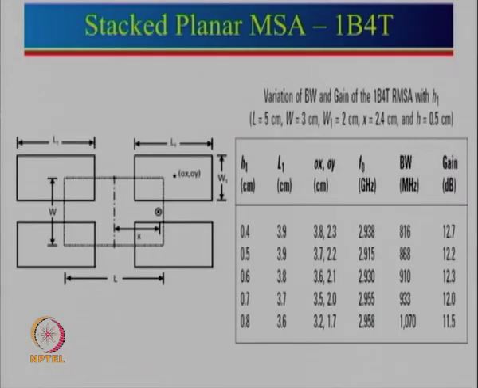Next we will look into the configuration, which is again a stacked planar MSA, but now this configuration is 1B4T. That means there is one patch at the bottom and there are 4 patches on the top. As in the previous case, we took L equal to 5 centimeter, W equal to 3 centimeter, and for the bottom patch we took, as before, H equal to 0.5 centimeter.